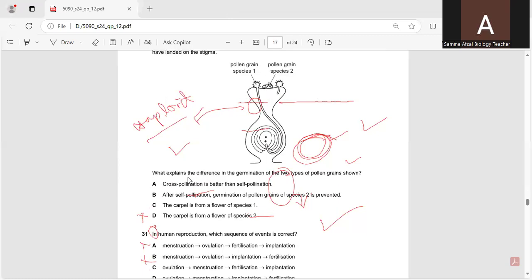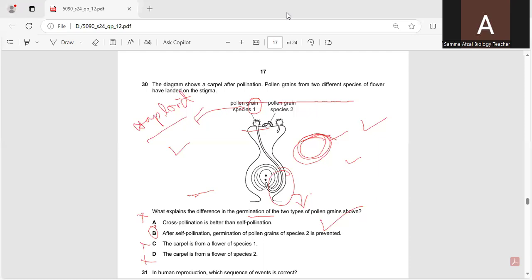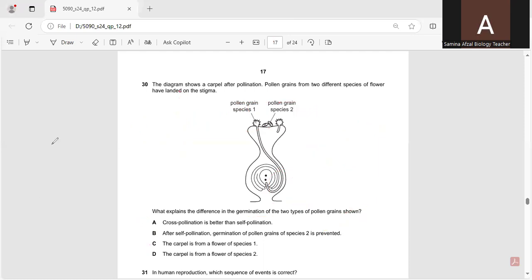Question number 30. They have shown a diagram of a carpel after pollination. Pollen grains from two different species of flower have landed on the stigma. Pollen grain species 1 and pollen grain species 2. So what explains the difference in the germination of the two types of pollen grains shown?